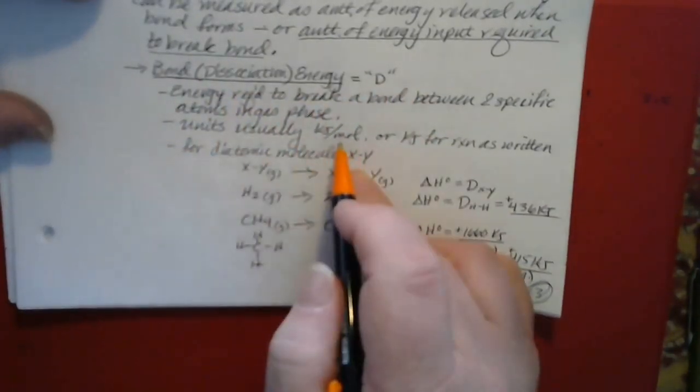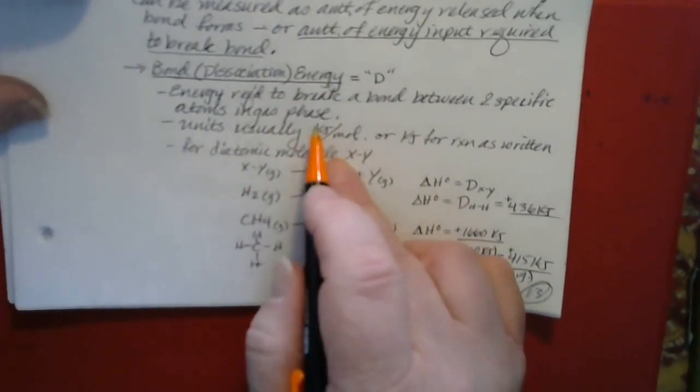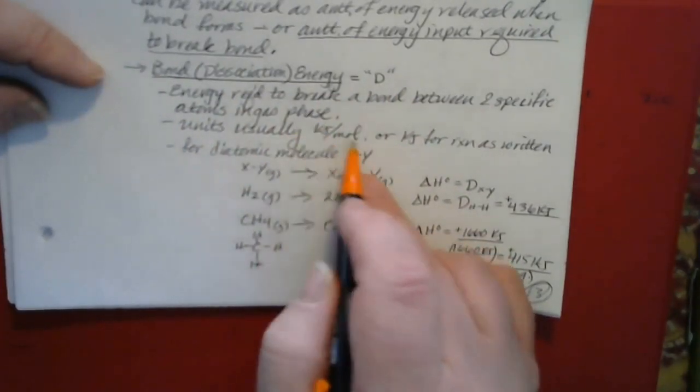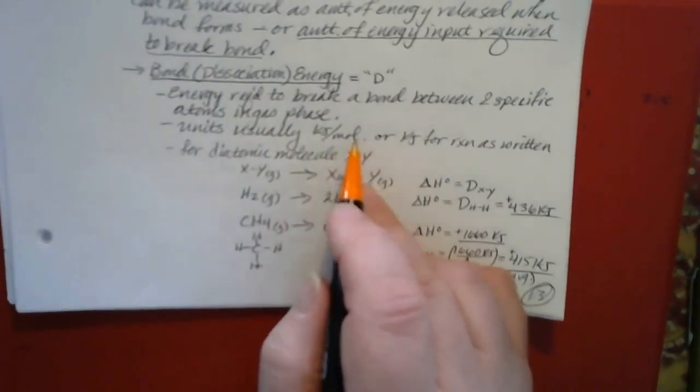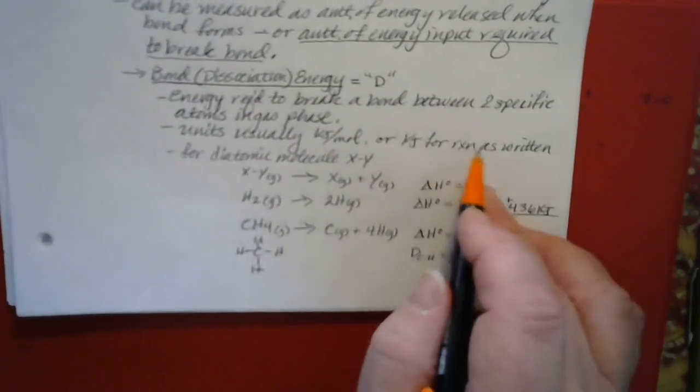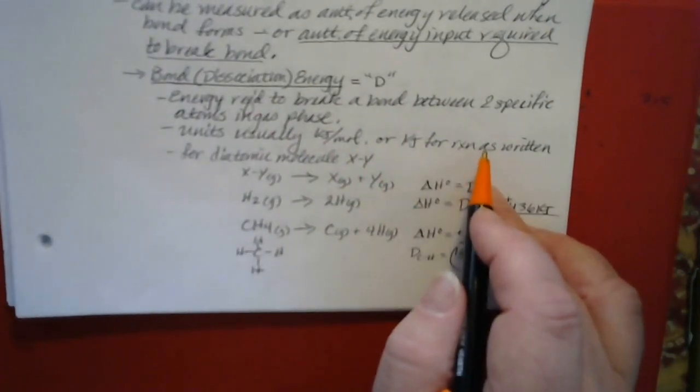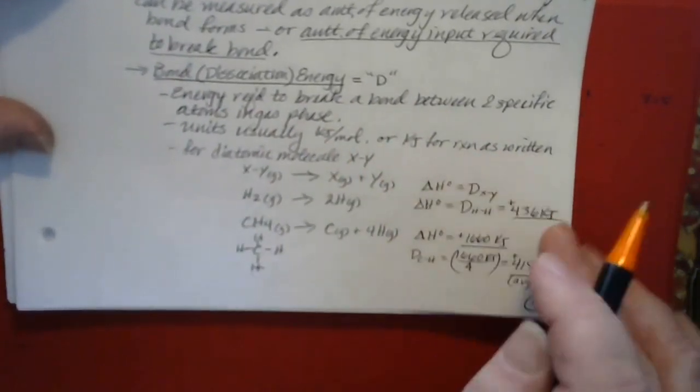The units for bond dissociation energy are usually given as kilojoules per mole. That's what it's usually given as in tables. But in cases where you have a reaction written out, it's often given as just kilojoules for whatever amounts are involved in the reaction as it's written.